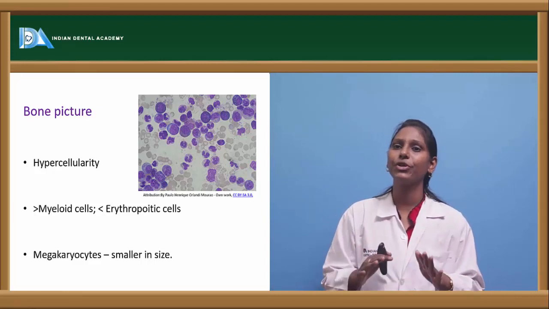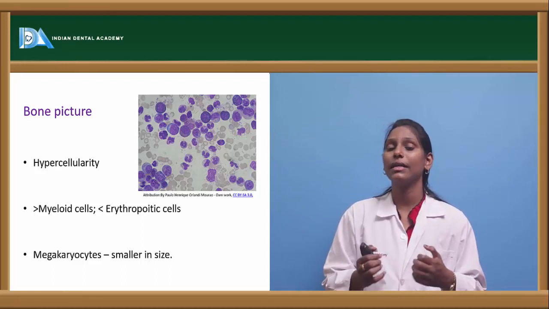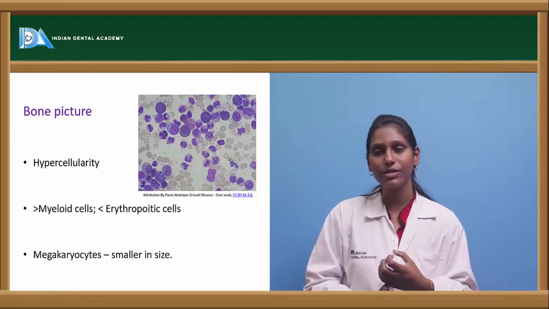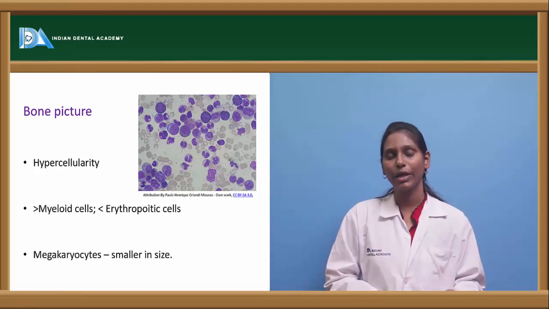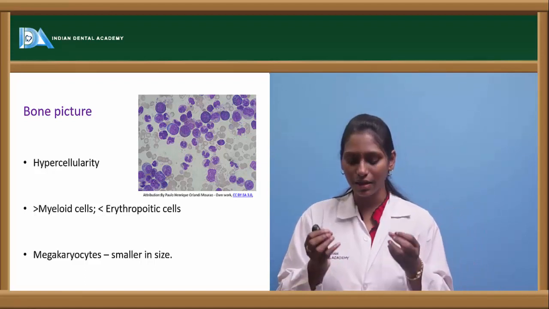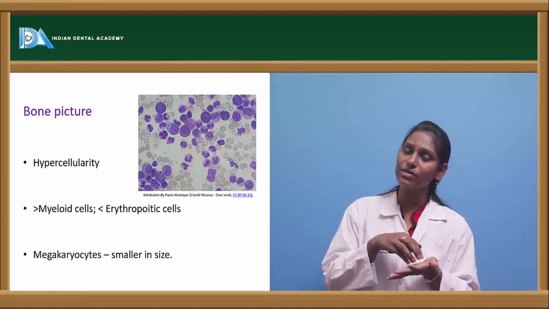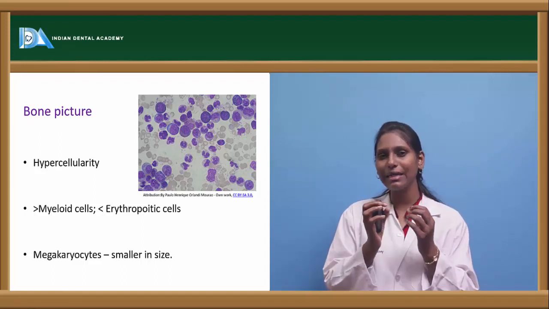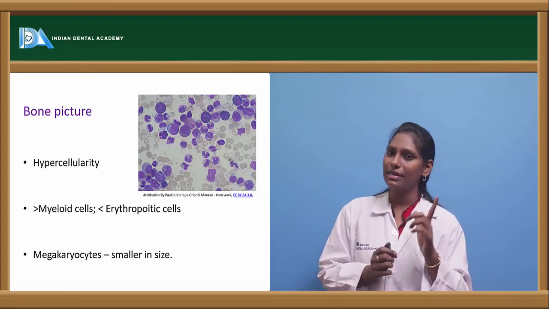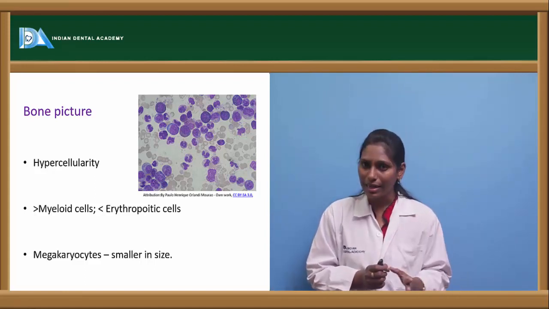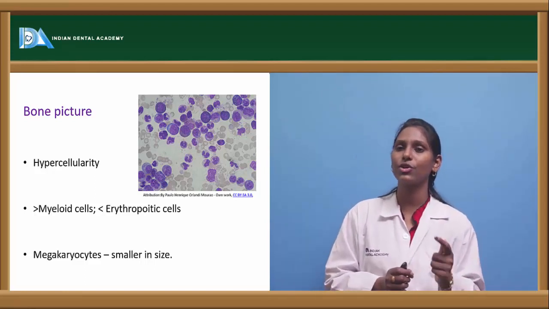Coming to the bone picture, usually we see hypercellularity. We see increased myeloid cells and decreased erythropoietic cells, and megakaryocytes are also smaller in size. When we do a bone aspiration in case of CML, on testing it, we actually see sea blue histiocytes. The sea blue histiocytes are nothing but macrophages with abundant wrinkled greenish blue cytoplasm, which is again a characteristic feature of your CML. It is nothing but cells seen in bone aspirate. We see sea blue histiocytes, which is a characteristic feature of CML.